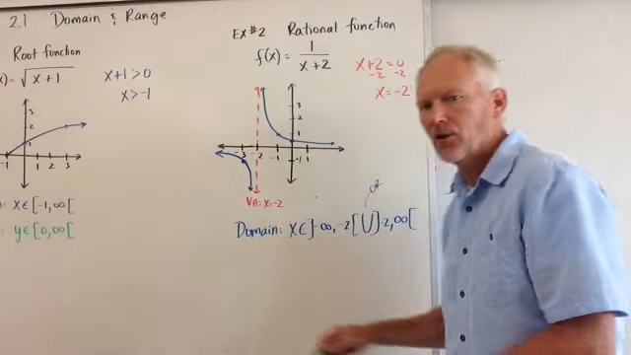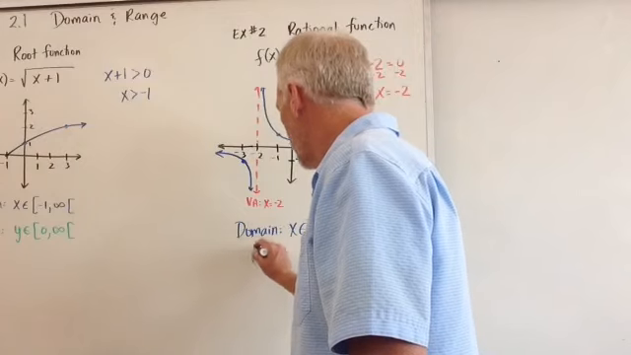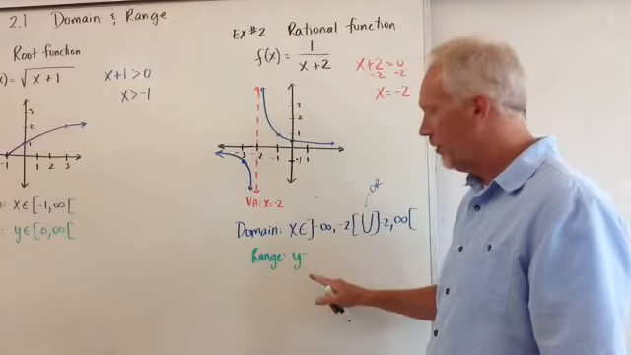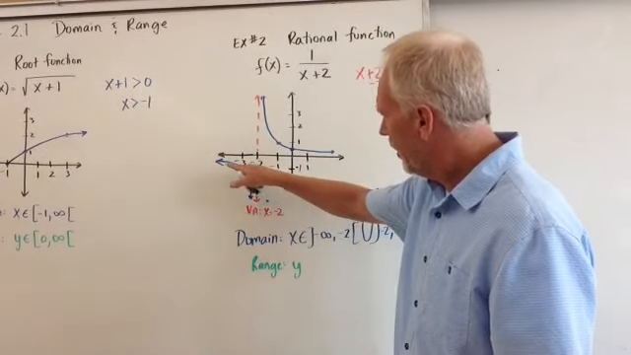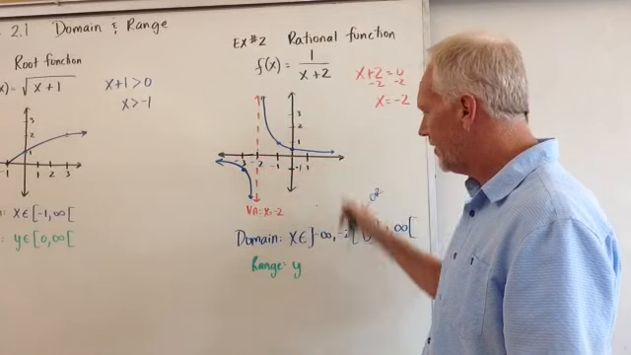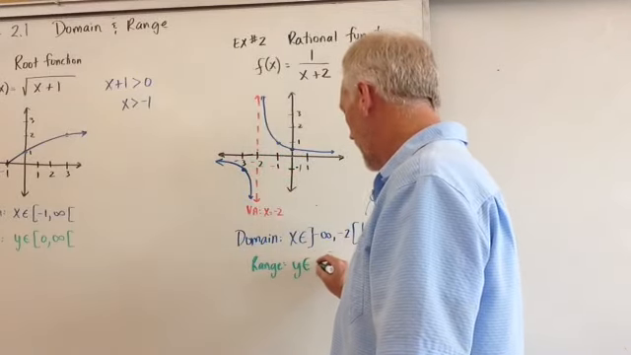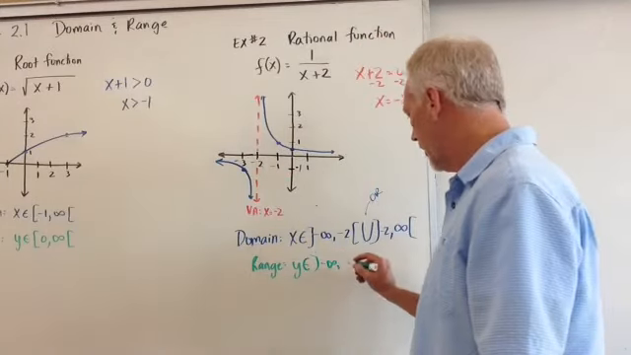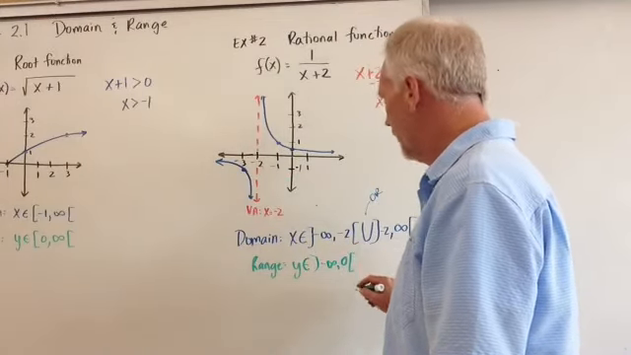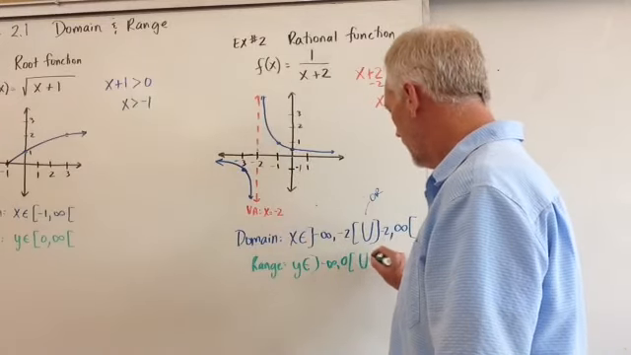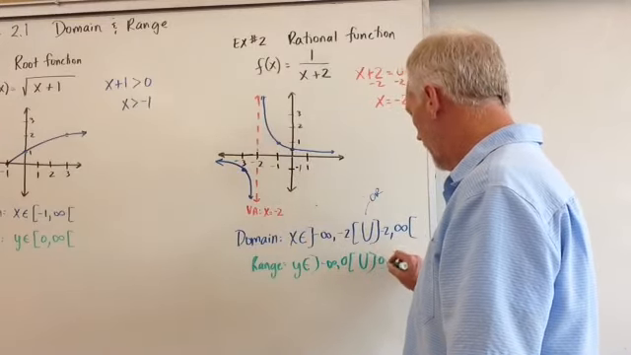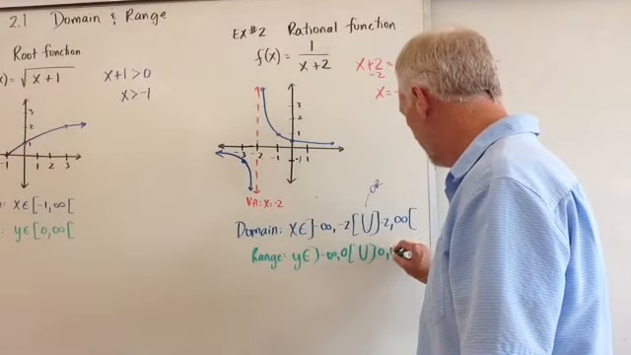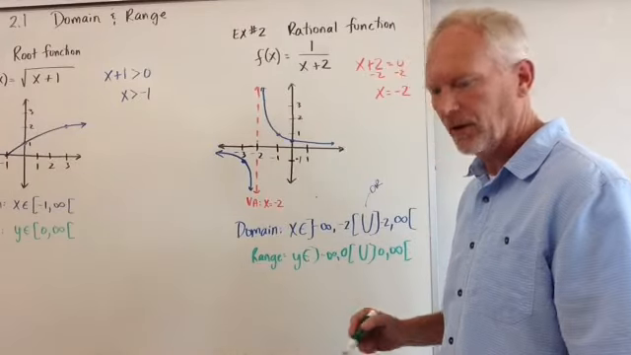All right, and for the range, are there any y restrictions? Well, the only thing that's restricted here would be 0. So y is an element from negative infinity to 0, not included, right? Union 0 to, and I apologize, my notation is a little bad there, but I'm writing sideways and looking sideways.